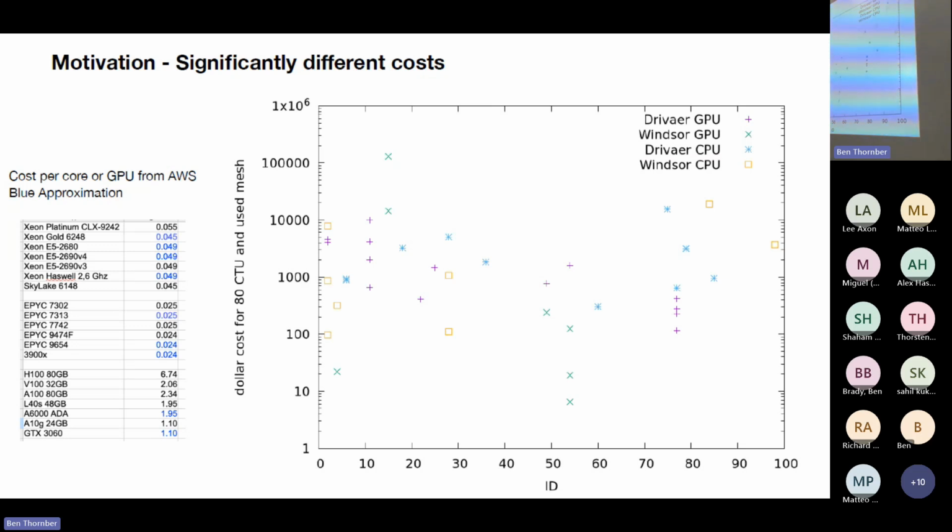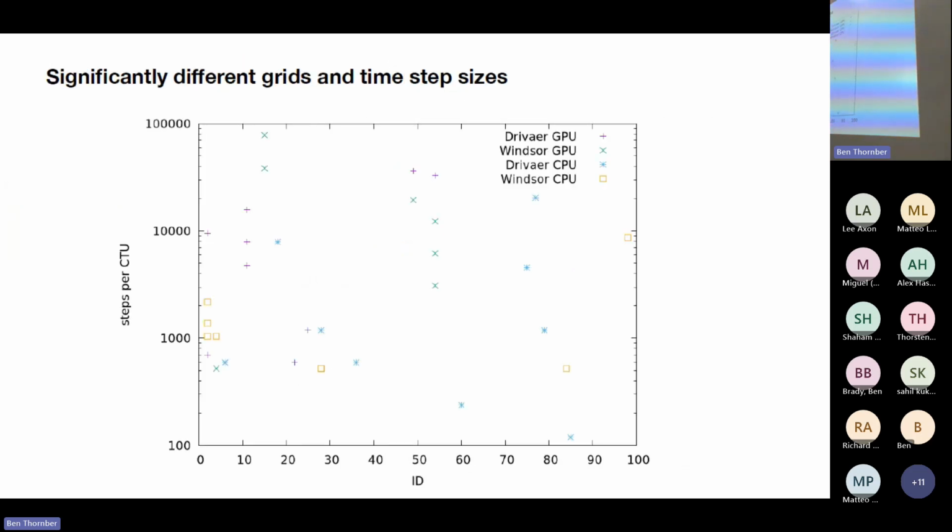Looking at the results like this is very difficult, so I tried to look at the results from different angles to get some idea of what is happening. We also see that the number of time steps per convective time unit is very different, from close to 100 to close to 100,000. So obviously the costs are going to be very different. And this is just the time step size. We also have the mesh size, so obviously it's very difficult to compare.